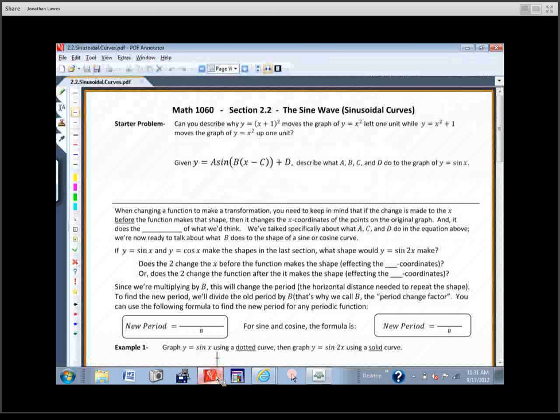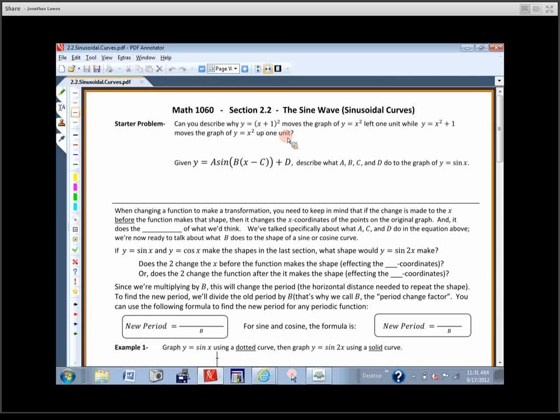All right. So this is stuff you should be familiar with. Hopefully you studied hard in 1010 and 1050, because I think most of you had those classes. And hopefully you got done with 2.1. We were talking about the fundamental shape of a sine graph and a cosine graph. There were 5 key points that you need to know on each one of them.